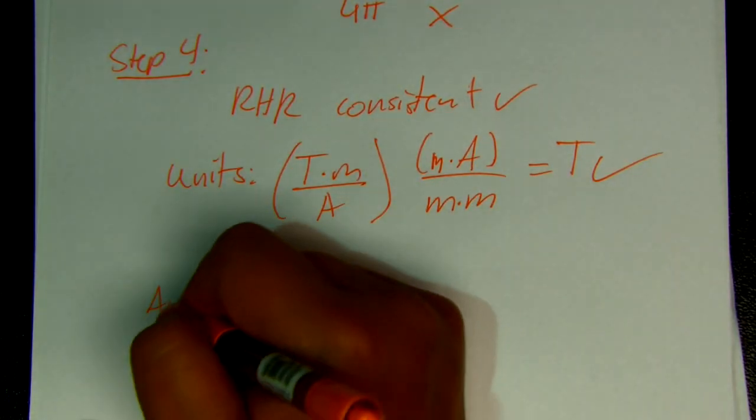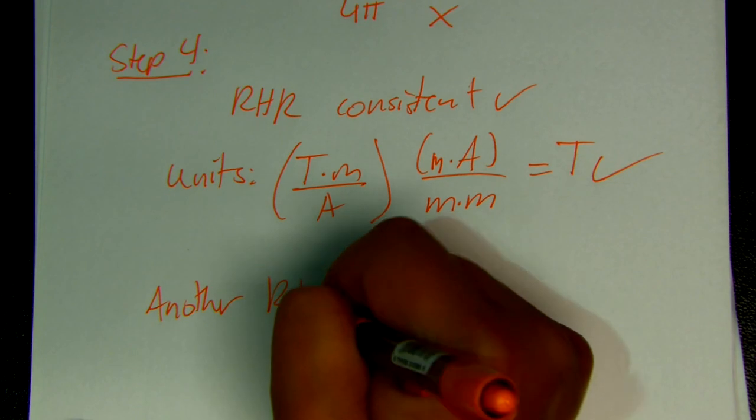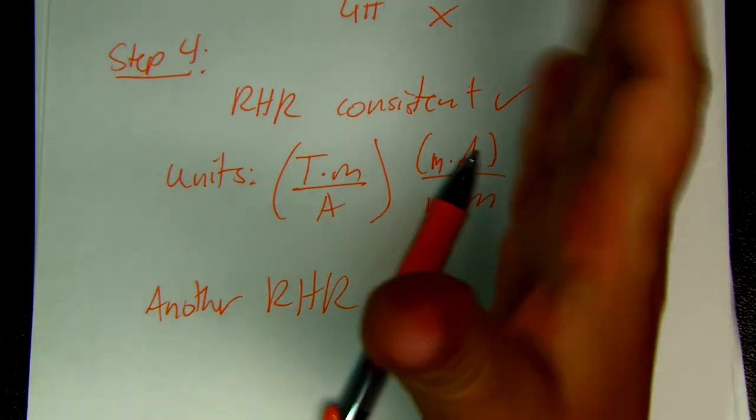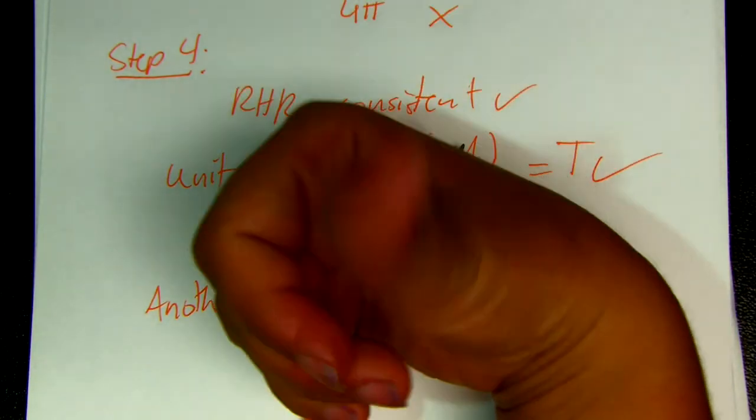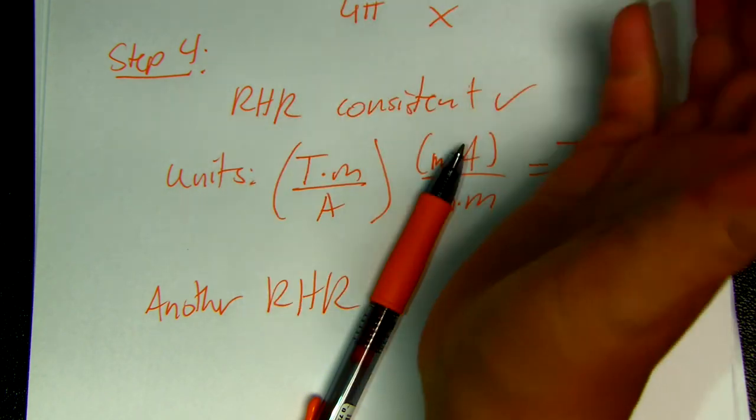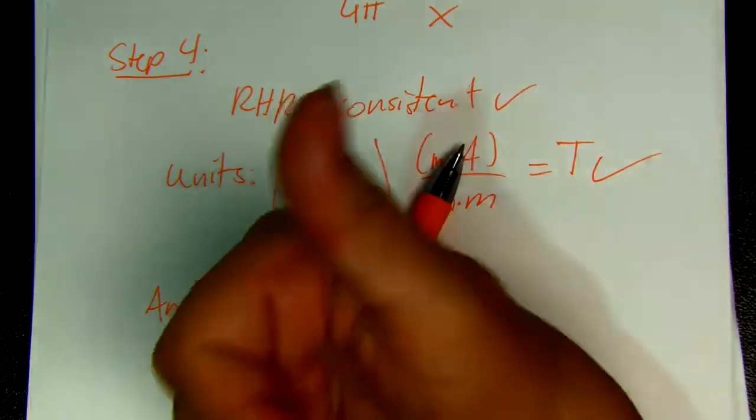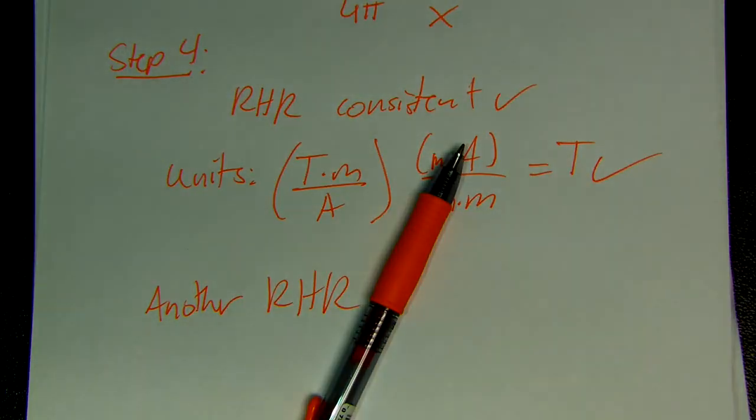And then I have another right-hand rule. If you put your thumb in the direction of current and curl your fingers, that is where the magnetic field is. So this is the thumb in conventional current. And if you curl around, that is how the magnetic field goes around that wire.